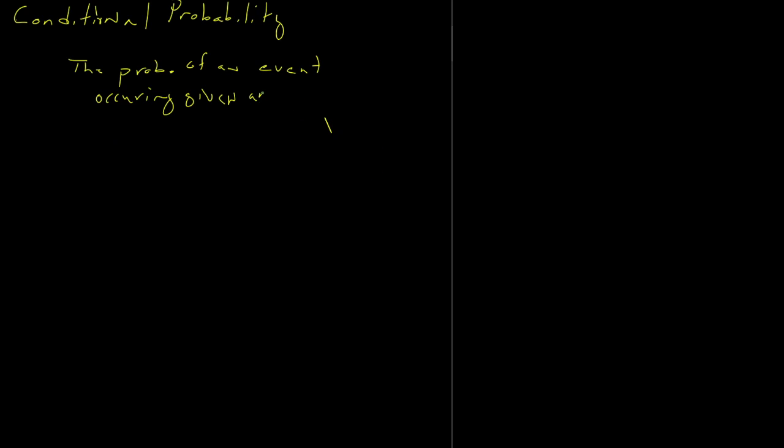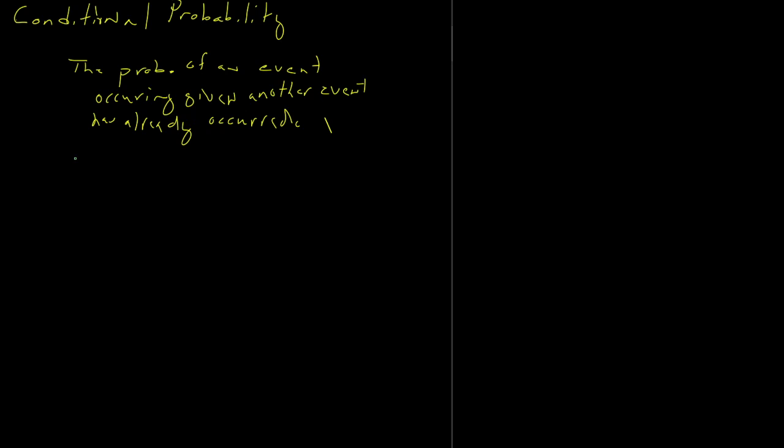We'll just say given another event has already occurred. So the conditional probability is the probability of an event occurring given another event has already occurred.